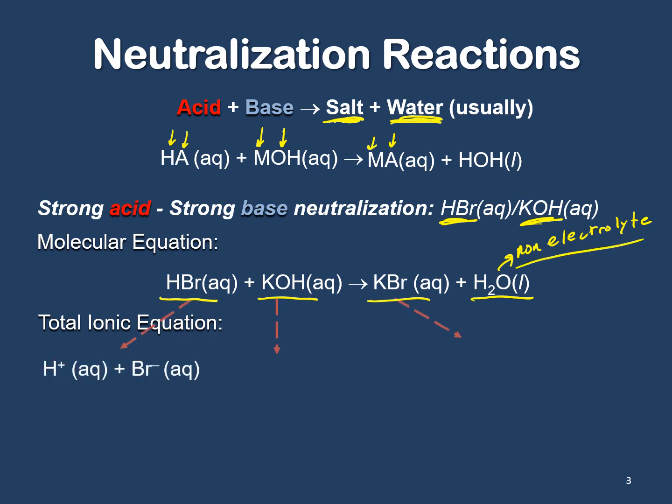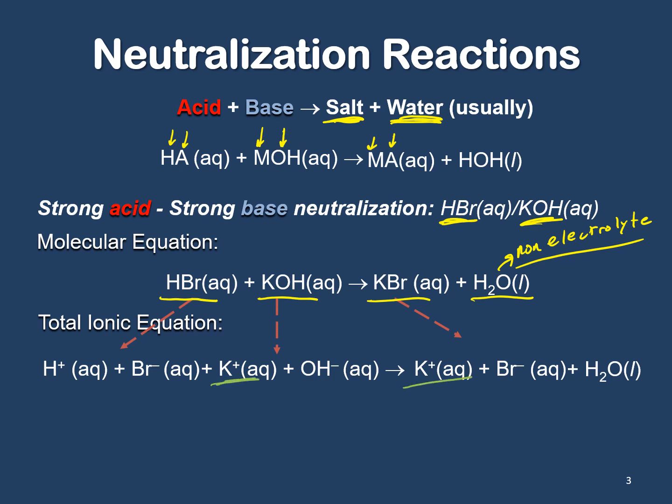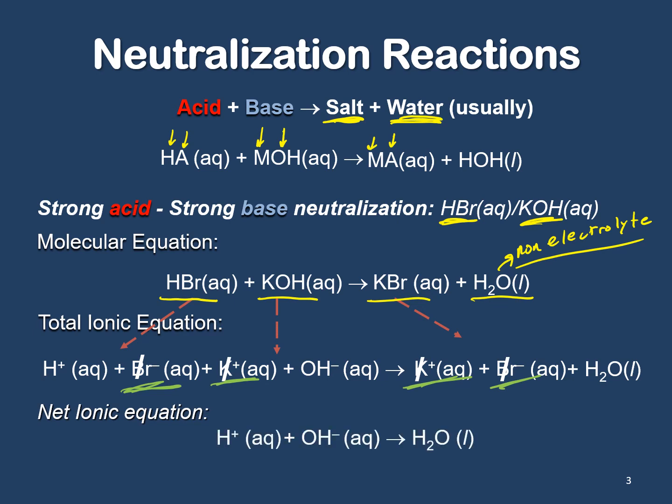So we break up HBr into H plus and Br minus. We break KOH into K plus and OH minus. We break KBr into K plus and Br minus, and then we just add water on at the end, and we don't separate it at all. Now we're looking for spectator ions, right? Here I have K plus, I have K plus, I have Br minus, I have Br minus. These are my spectator ions, so we're going to get rid of them to get our net ionic equation, which is going to end up being H plus plus OH minus goes to H2O.